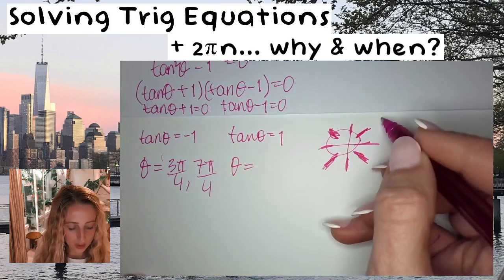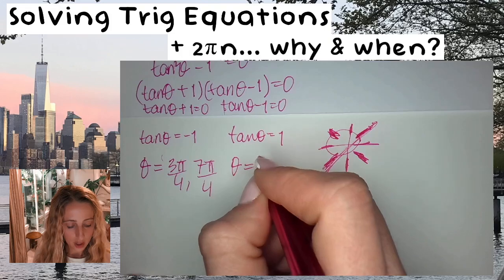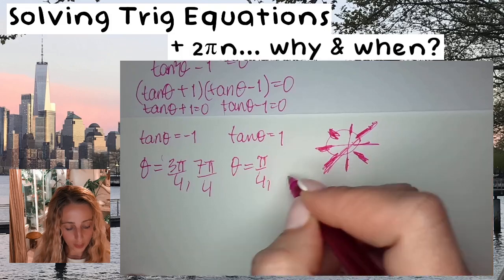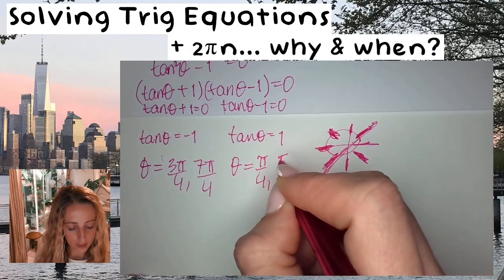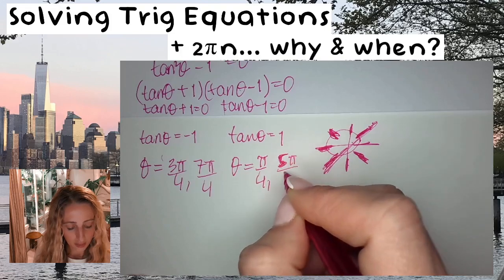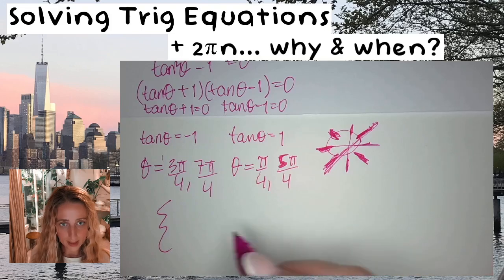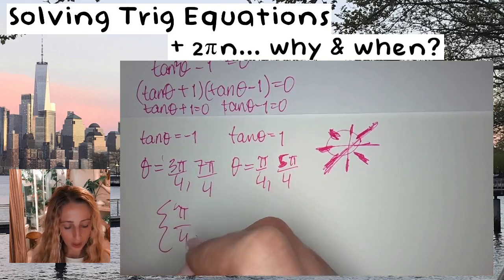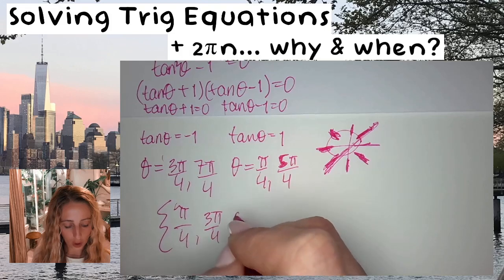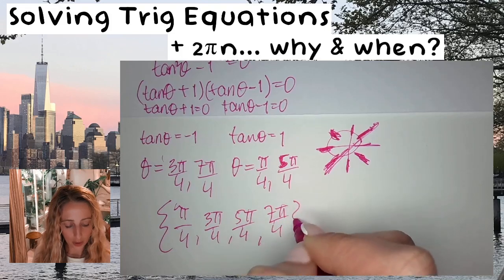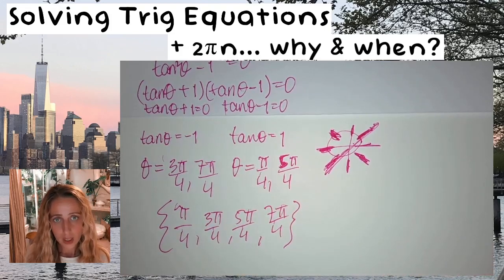Theta equals, and then when is it positive 1? We said here and here. So that one is pi over 4. And if that's 4 pi over 4 for pi, the next one after that is 5 pi over 4. And there you go. If you want to write your answer as a set, you would write in order pi over 4, 3 pi over 4, 5 pi over 4, and 7 pi over 4. And there you go.